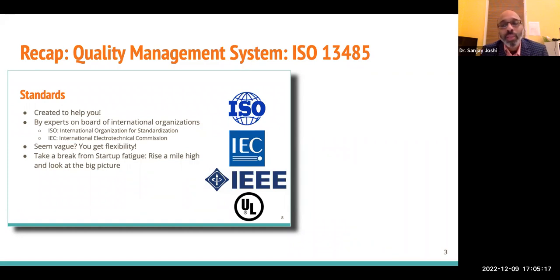So you get flexibility in implementing some of these standards, and that's why the government bodies will look at your design history file, your documentation, compare that to the standard and say, yes, it kind of makes sense. Especially when you are in a startup, when you have the daily rhythm of things going on, getting into the trenches, fighting the battles, looking at the standards actually gives you a breather. You can rise a mile high and look at the big picture, why you are doing this and who it is for and what problem you are solving.